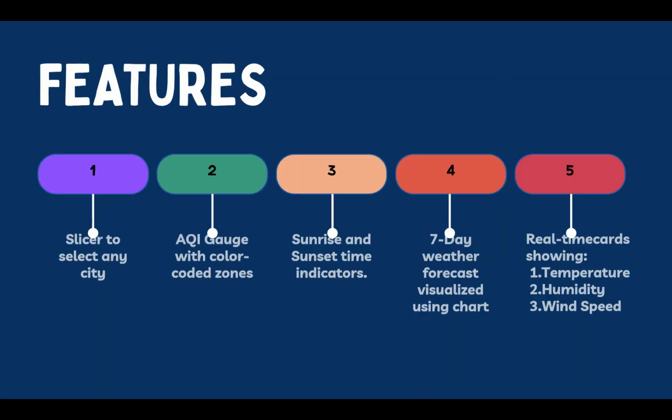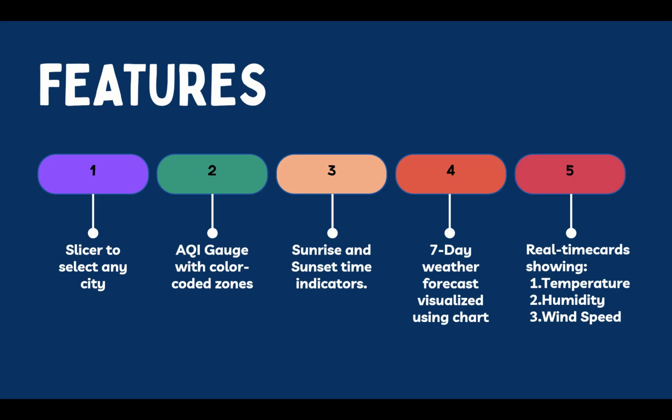The dashboard includes a number of interesting features: a slicer to filter the data by city, a color-coded AQI gauge that shows pollution levels visually, live metric cards displaying temperature, humidity, and wind speed, a sunrise and sunset tracker, and a 7-day forecast chart that helps users plan ahead.